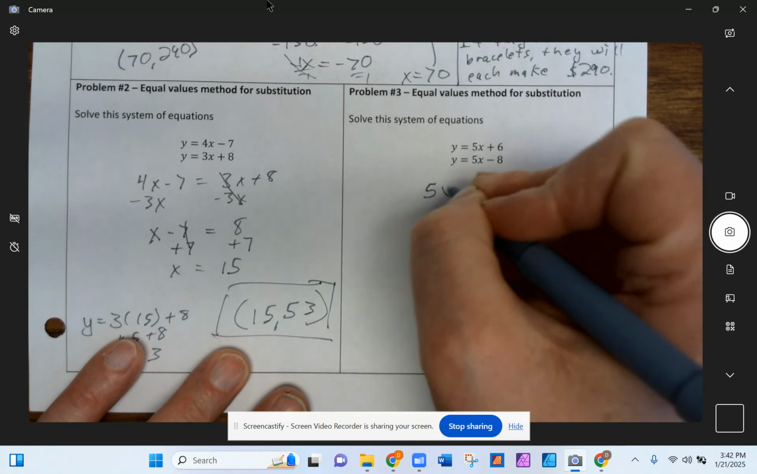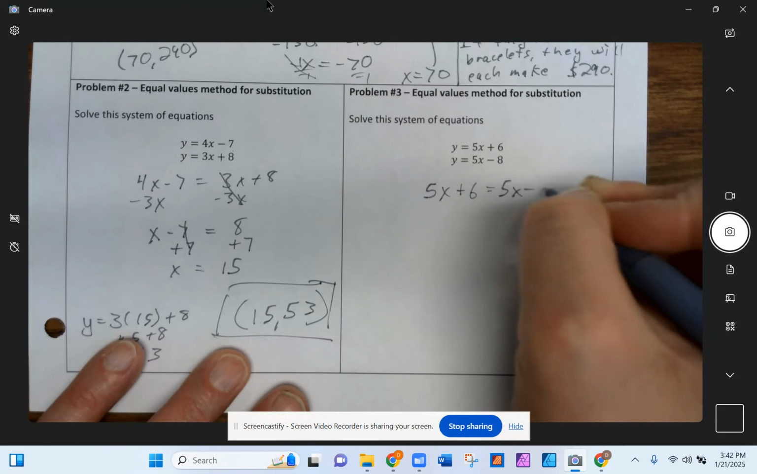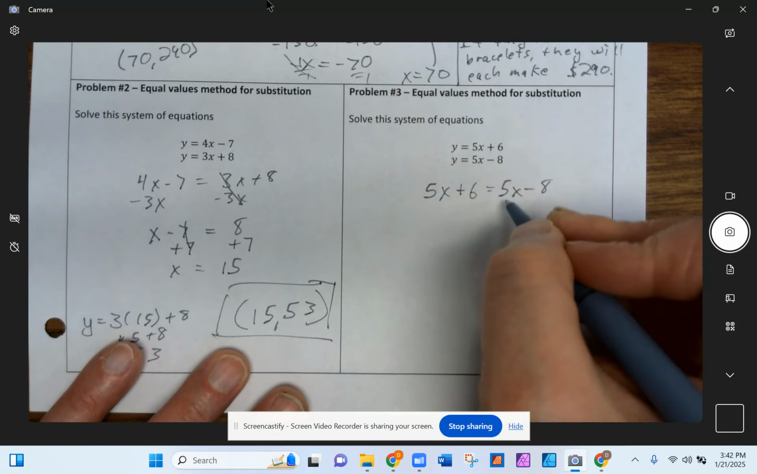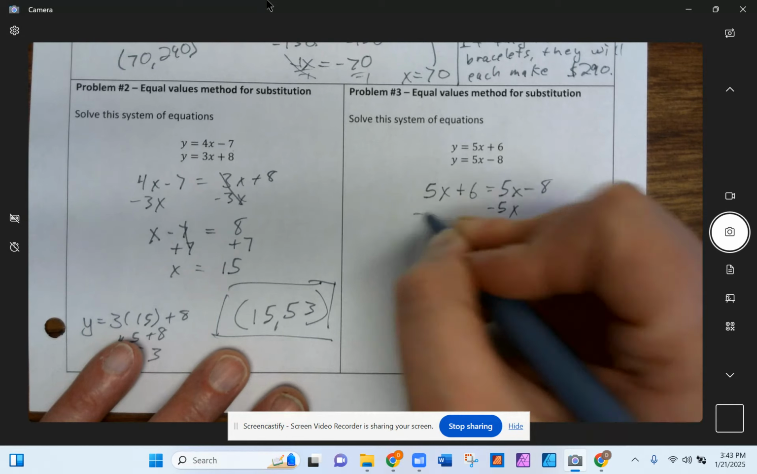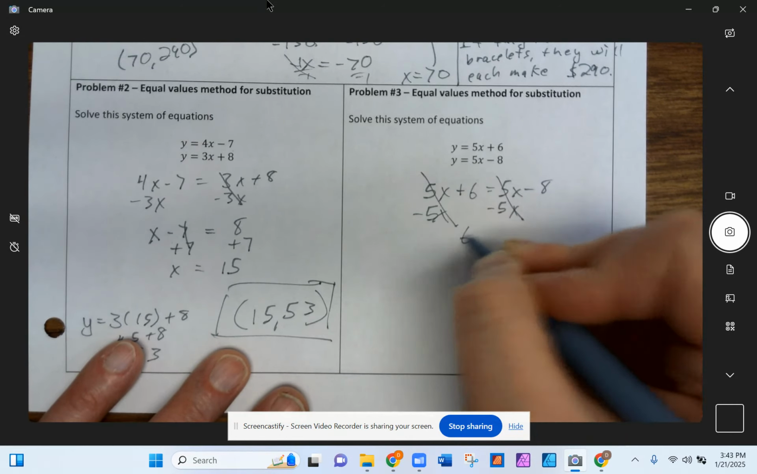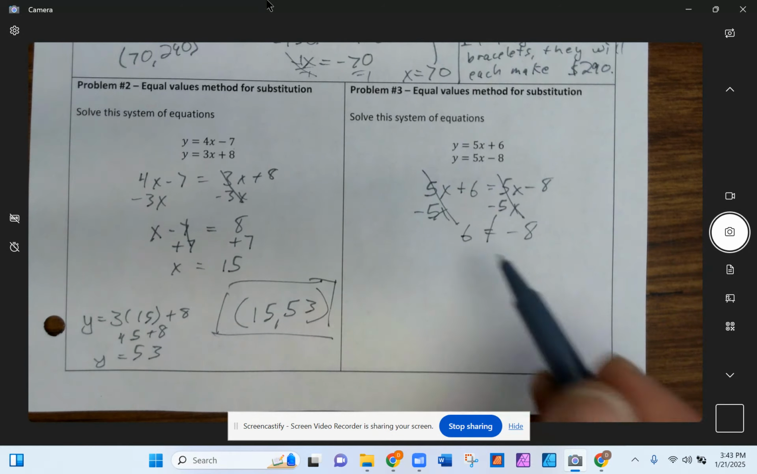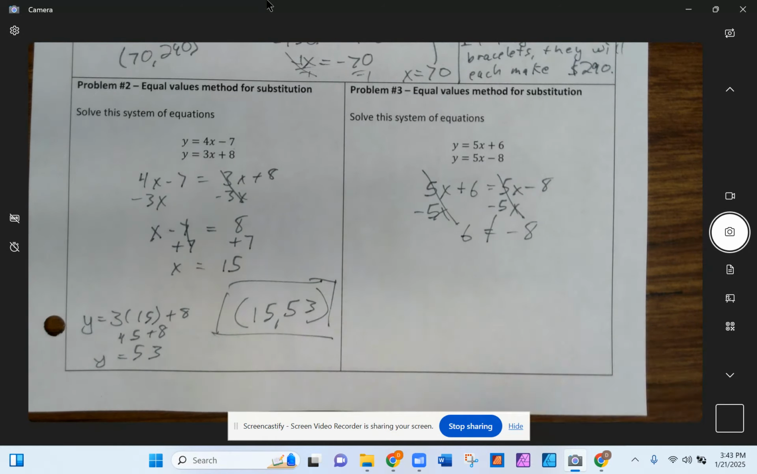Okay. Now here, same thing, right? They're both y equals mx plus b, so I can set the right side of each equation equal to each other, right? If you were thinking ahead, you might start thinking that this is a little bit weird, right? And you'd be like, 6 doesn't equal negative 8. Have I done something wrong?